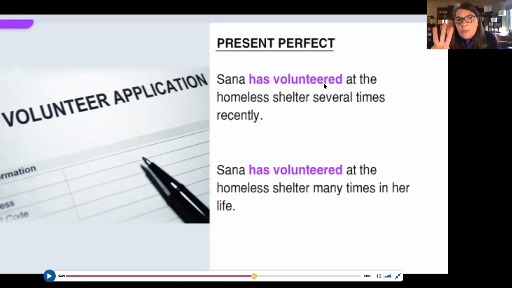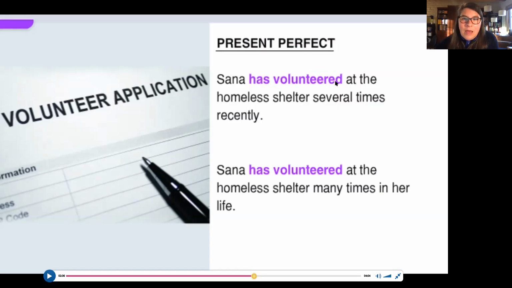Volunteer, the 3rd form of the verb is the same as the 2nd in this case, volunteered. It's a regular verb. So work, the 2nd form, the past tense would be worked. The 3rd form is also worked. A regular verb will just have ed for the 3rd form. If this was I or you, we or they, it would be I have volunteered.